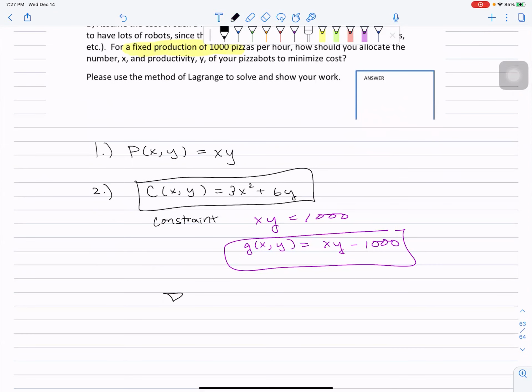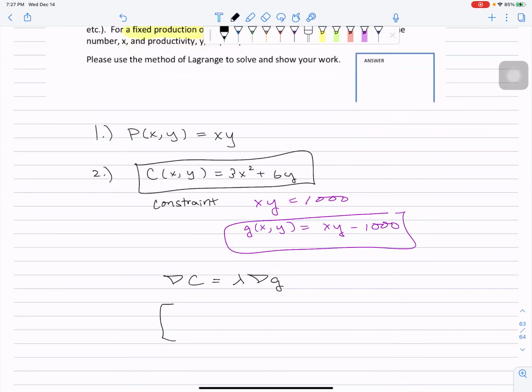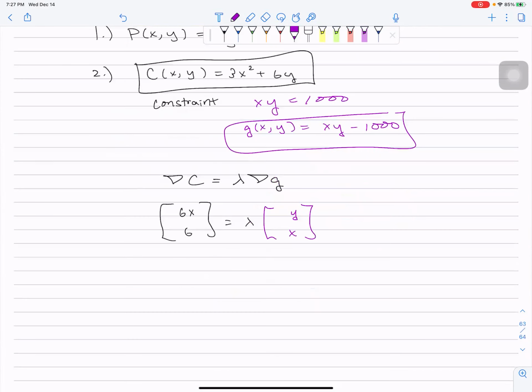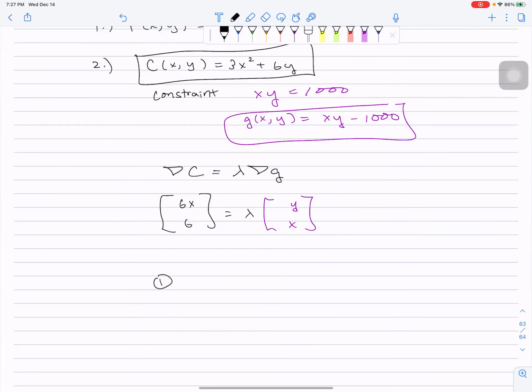The Lagrange multiplier method says the gradient of C equals lambda times the gradient of my constraint. Gradient of C is 6x, 6. Gradient of G is y, x. And I follow the same method I always do for Lagrange. I write the equations I get from gradient C equals lambda gradient G, which is the first row and the second row. And don't forget, my third equation is always my constraint equation, which is xy equals 1,000. So from the Lagrange multipliers method, I have three equations.